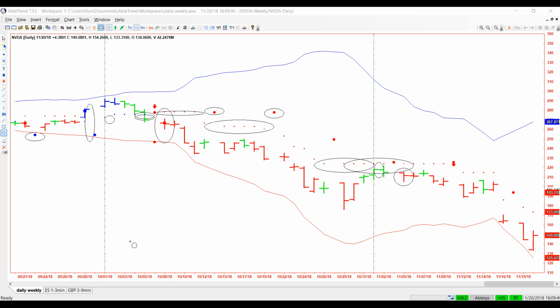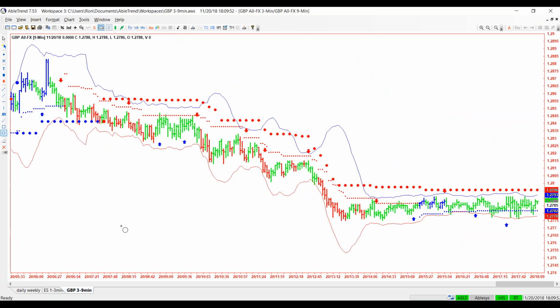And I'm finding that's a good rule of thumb, to not miss the trades because the prices are too far from the dots. And I know that's been a concern. Okay, let's take a look at GBP. This is the British pound. Works just as well for the Forex market.